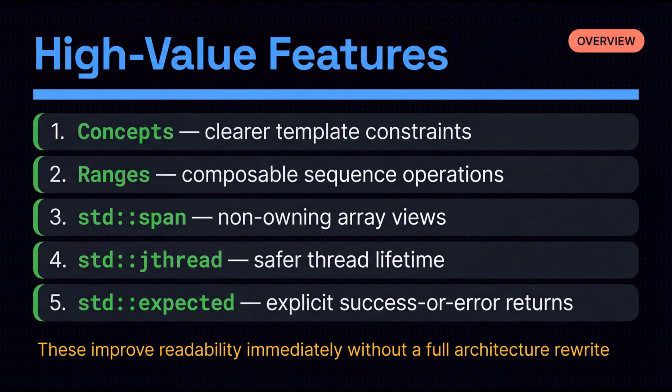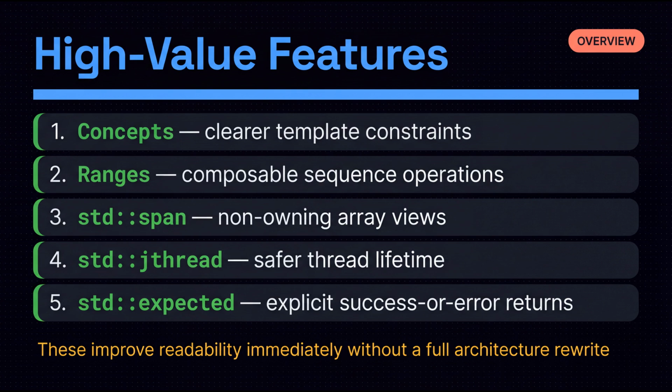5 features worth adopting early. Concepts. They turn implicit template assumptions into explicit API rules. Better error messages, self-documenting constraints. Ranges. Composable sequence operations that replace manual loops with expressive pipelines. std::span, a non-owning view over contiguous data. One function signature accepts arrays, vectors, and other contiguous ranges.